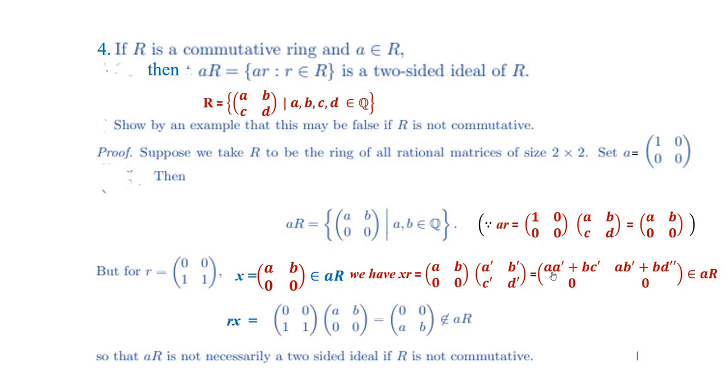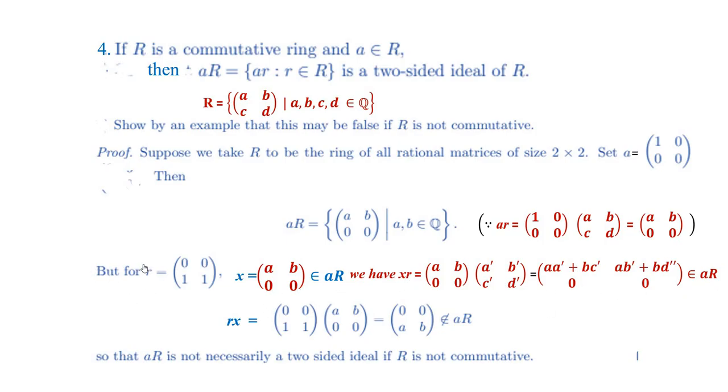For any element to belong to aR, the condition required is that the second row should be 0, and the first row elements should be in capital Q. All these being members of Q, the whole lot will be in Q, this one as well as this. So definitely this belongs to aR. So our xr is a member of aR. This is true for any r in capital R: xr is in aR, where x is in aR.